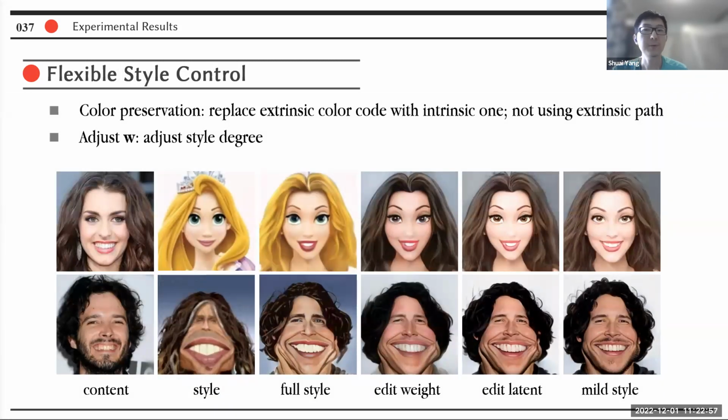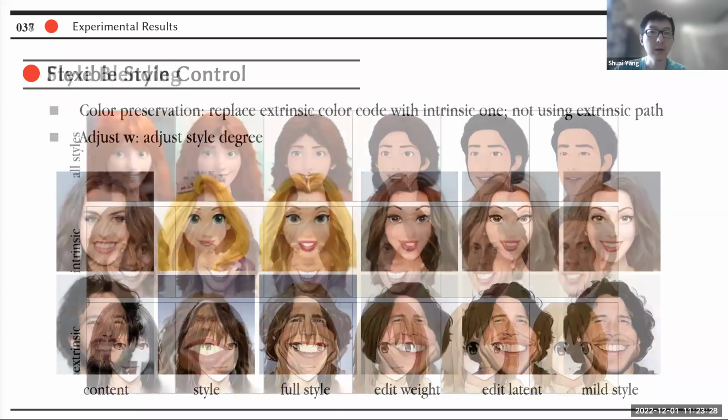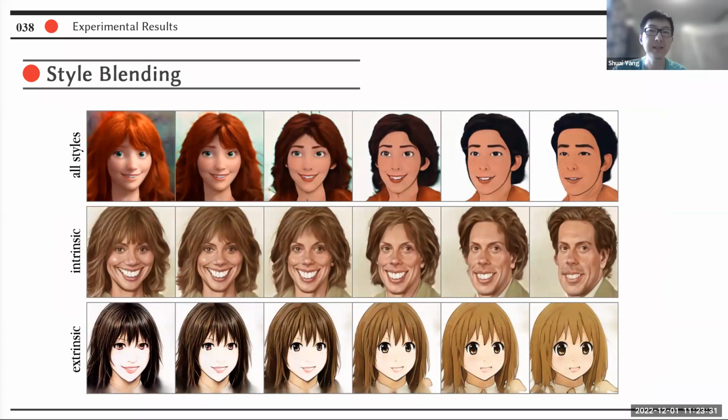Dual StyleGAN supports flexible style control for color preservation. For color preservation, we just replace the extrinsic color code with the intrinsic one, or just remove the extrinsic parts in the last 11 layers. Here are our style transfer results with color preservation. In addition, we can adjust the style degree weight w to make a minor style transfer to preserve more original face features. We can do style mixing in both the intrinsic style paths and the extrinsic style paths to fuse different contents and different styles.